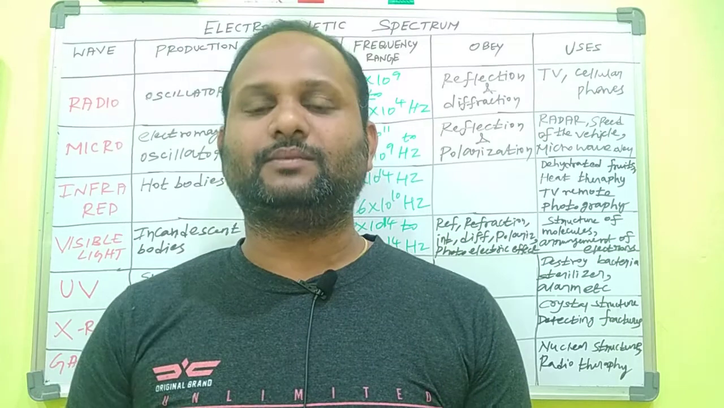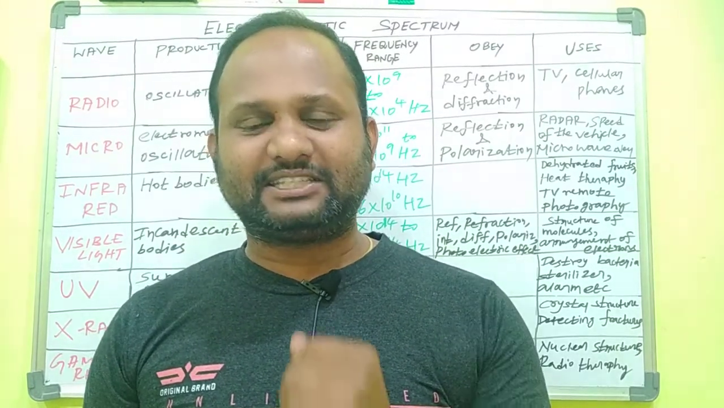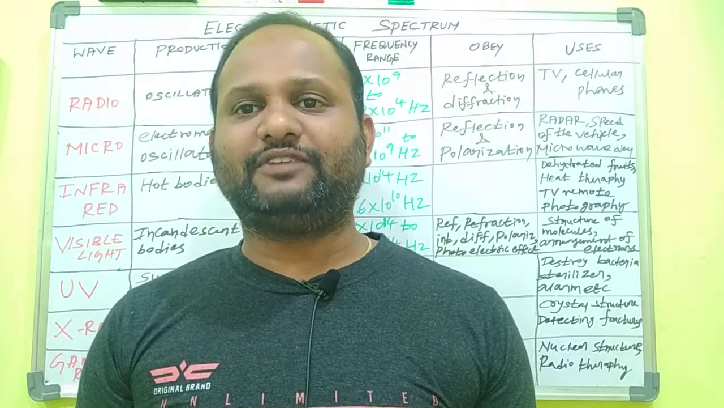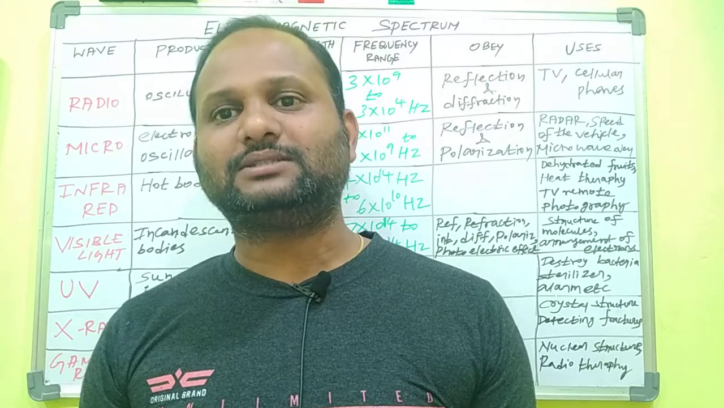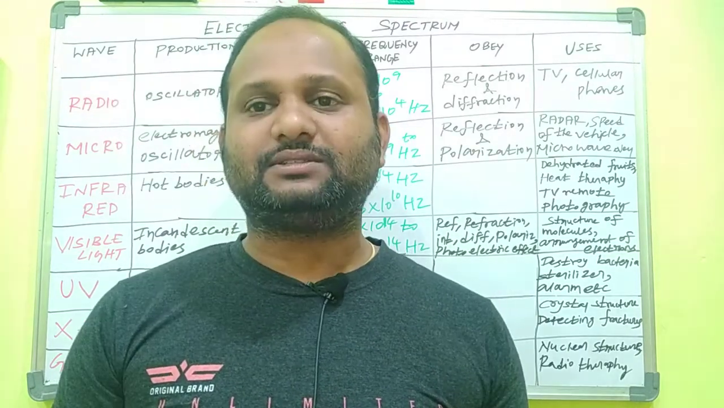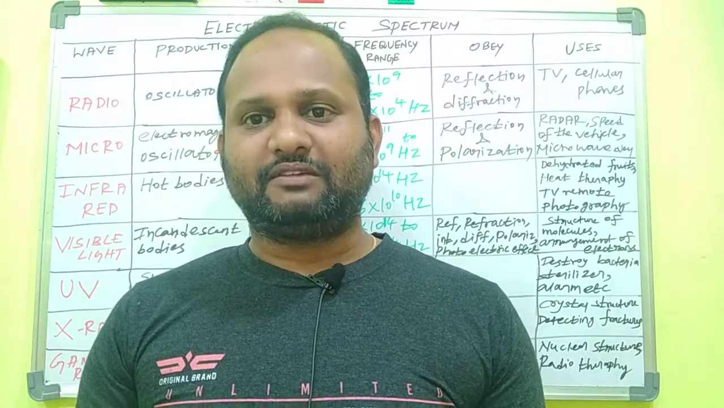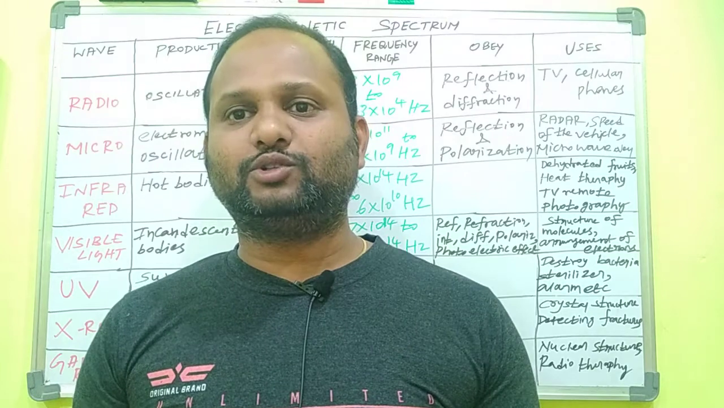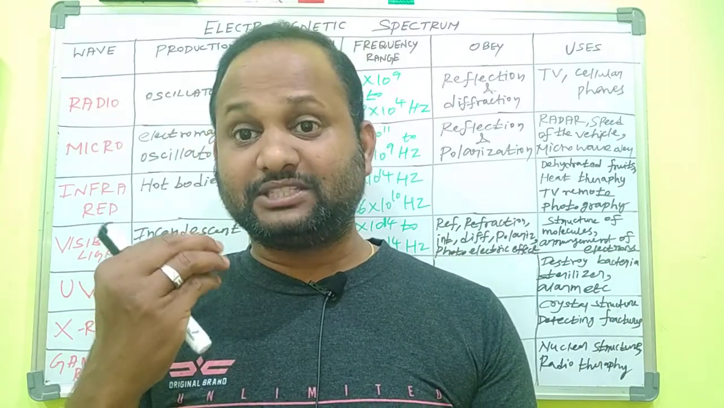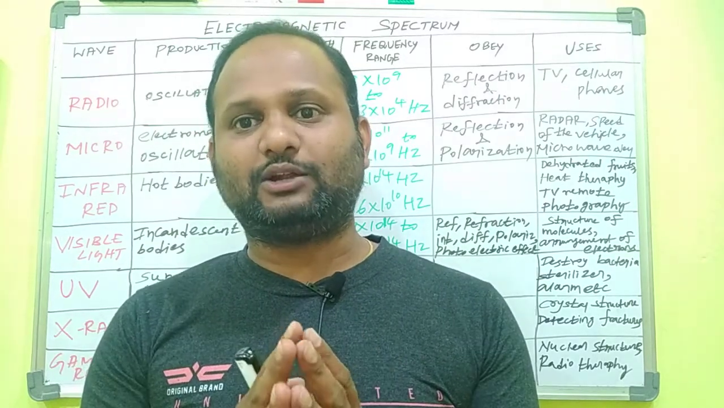This is Ramesh. Now in this class we are going to discuss the electromagnetic spectrum. What is the electromagnetic spectrum? It is an orderly distribution of electromagnetic waves with respect to their wavelength or frequency. We can arrange the electromagnetic waves with respect to their wavelength or frequency. That is called the electromagnetic spectrum.